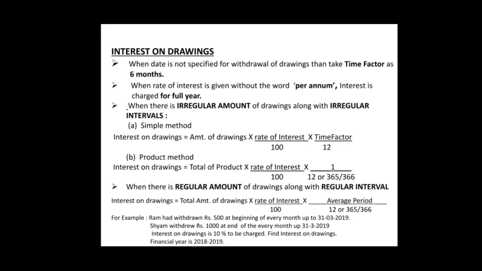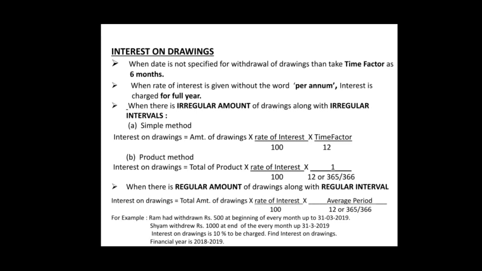When there is an irregular amount of drawings along with irregular intervals, then you have to apply the formula for interest on drawings. Either you can go with the simple method of this formula and add the amounts in different ways, or the other way is the product method. When we do the sum, we will understand how the product method can be utilized. But when there is a regular amount of drawings along with regular intervals, then interest on drawings is equal to the total amount of drawings multiplied by rate of interest upon 100 multiplied by average period.